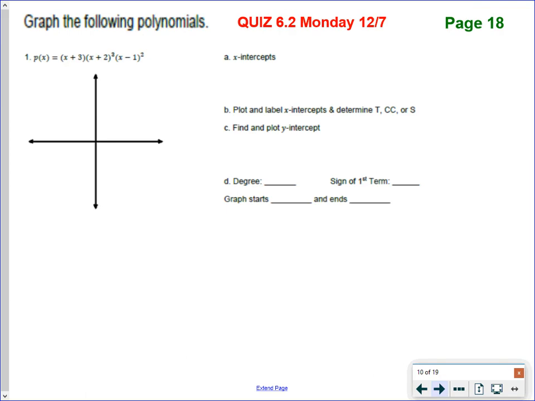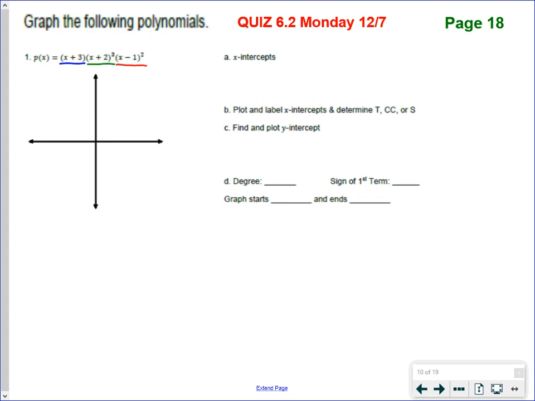Let's go on to the next page and do an example. For number 1, we see we have 3 distinct factors. We have x plus 3, x plus 2 cubed, and x minus 1 squared. Each one of those is one distinct factor of the function, and each one will give us one x-intercept.